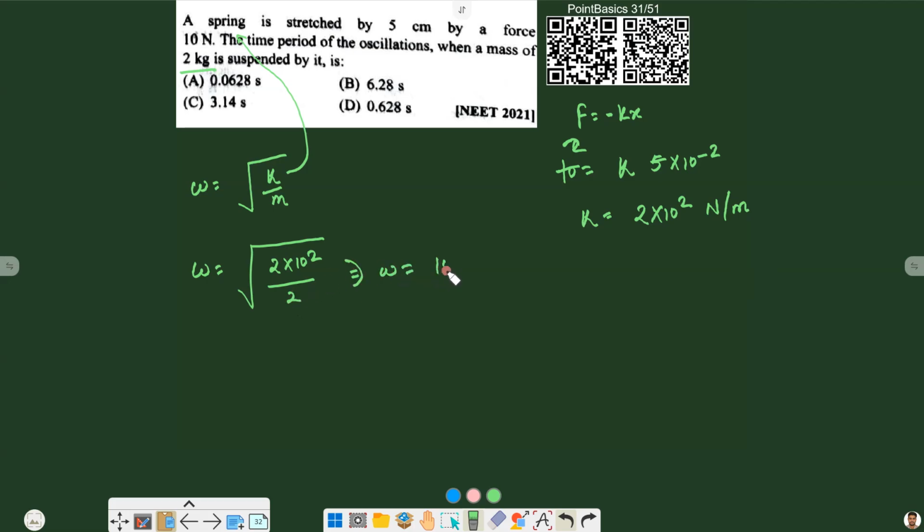So omega is equal to 10, and omega is equal to 2 pi by T. We don't cancel it, we will use 10. Time period will be 2 pi by 10, and we know 2 pi is 6.28, divided by 10 will be 0.628 seconds. That's why we didn't cancel the 10 with the help of 2. So option D will be the right answer.